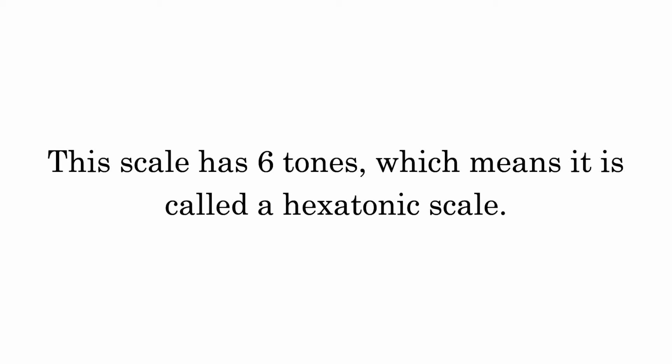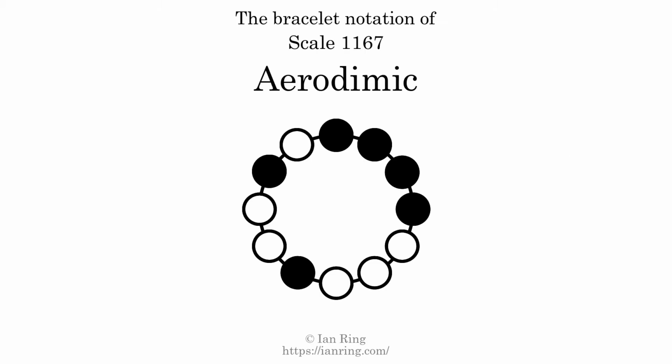This scale has 6 tones, which means it is called a hexatonic scale. This is a bracelet notation diagram of scale 1167. The shaded circles represent tones that appear in the scale, and they are read clockwise, starting at the top.